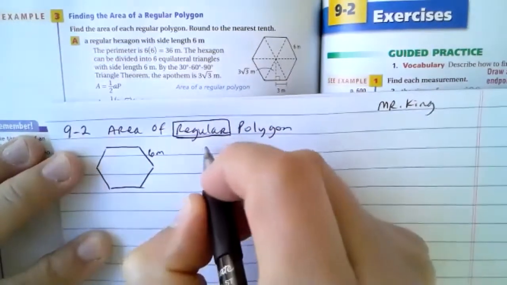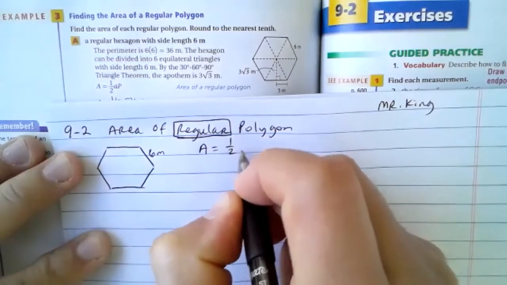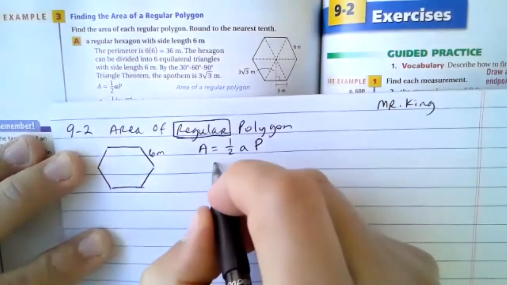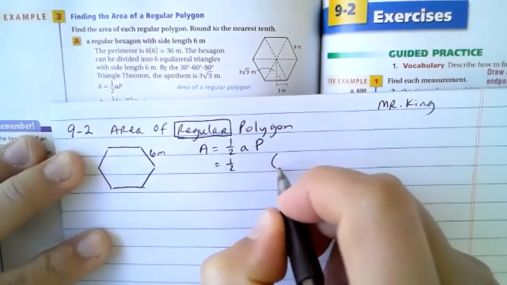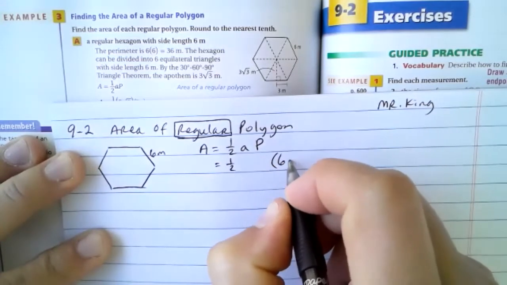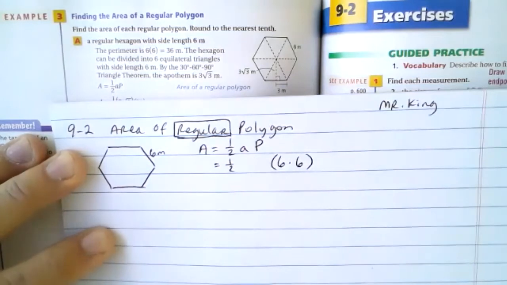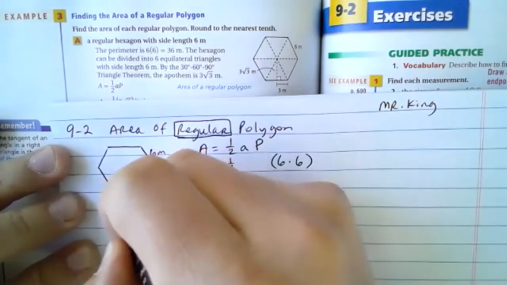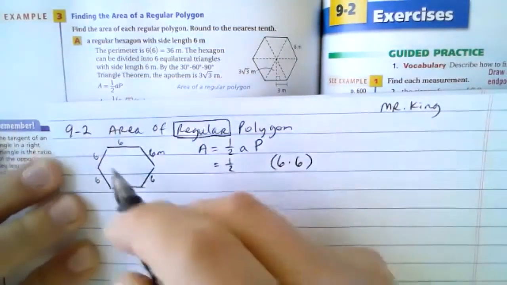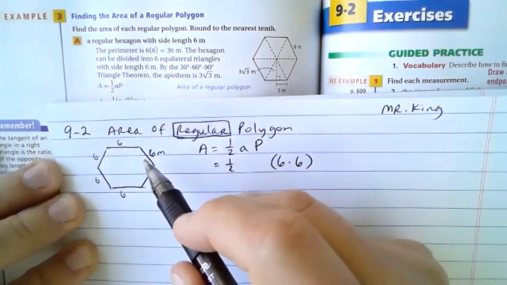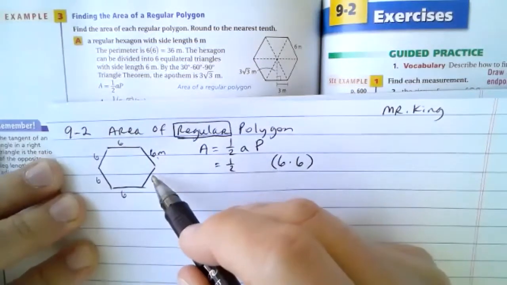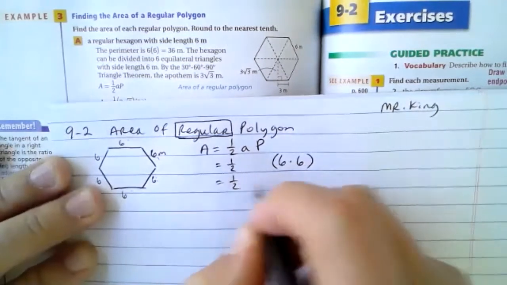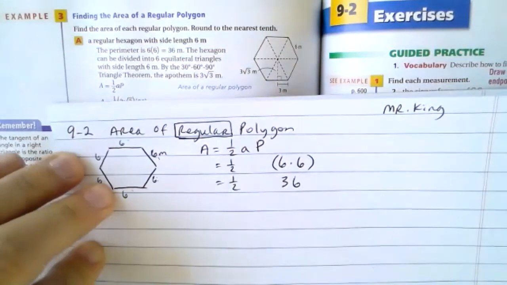So the formula for the area of a polygon is area equals 1/2 times the apothem times the perimeter. Well, we can find the perimeter very easily here. It's 6 times 6. How do I know it's 6 times 6? Because we've got 6 different sets of 6: 1, 2, 3, 4, 5, 6. So if you went all the way around and added up all those 6s, you would get 36. 6 times 6 is 36. So half of 36 would be 18, right?